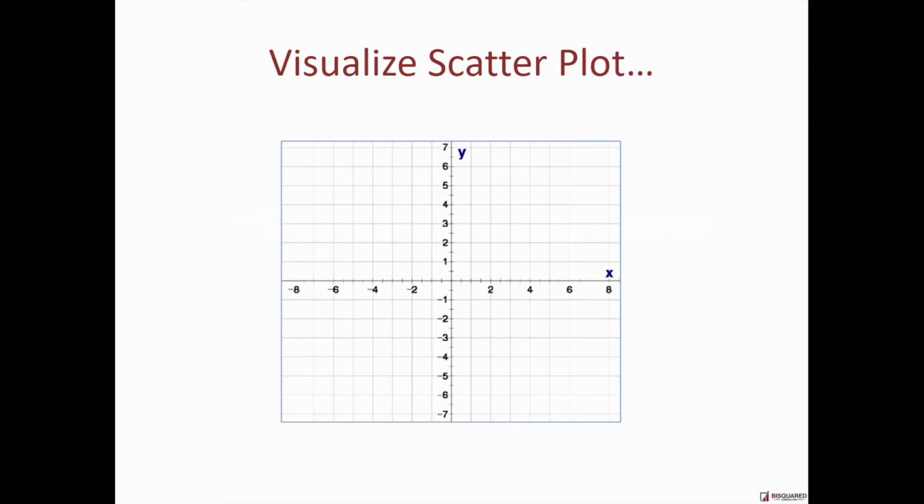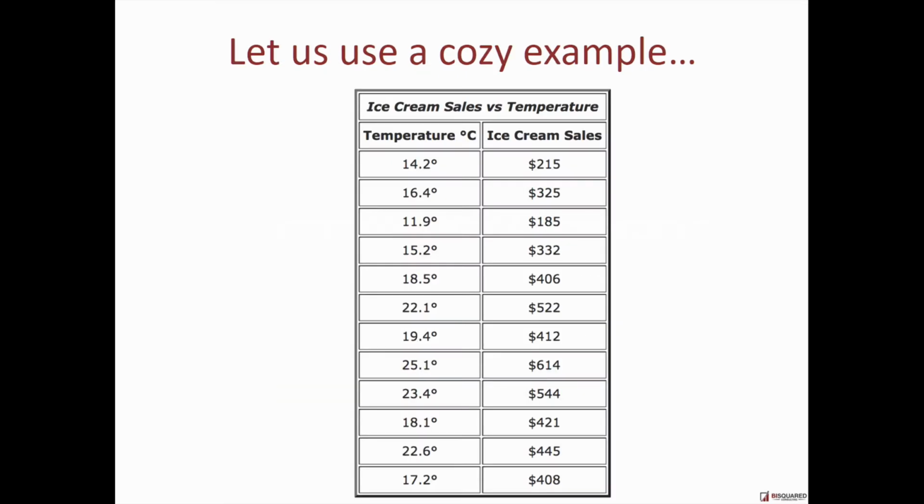So when you think of a scatter plot, just go back to your own memory of the chart paper that we have used and the XY plot that we have constructed. So let's start with a cozy example, especially given that we talked about school. So here is ice cream sales versus temperature. Some data that I found from a website, which I'll show to you. So here is temperature on different days, and then what is the ice cream sales on those days, right?